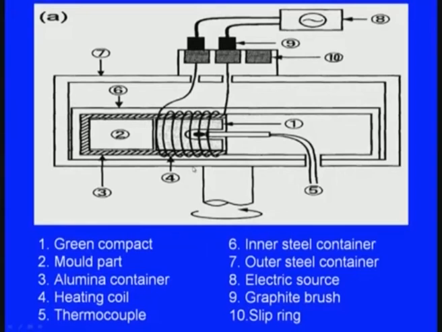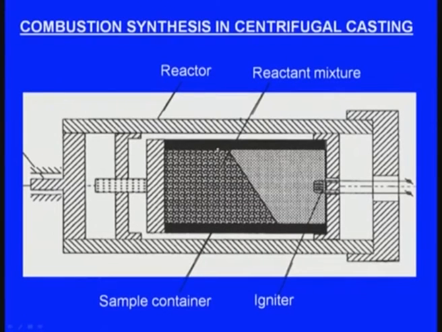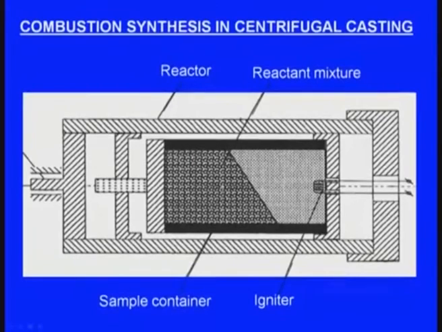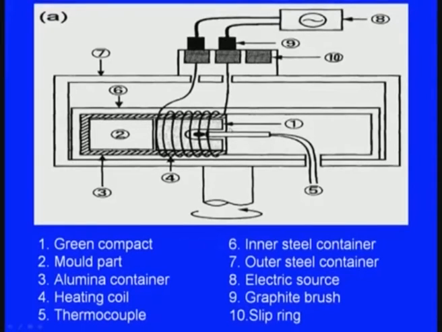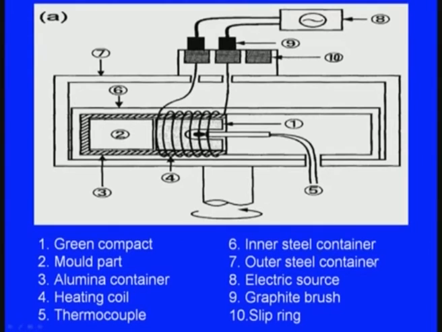And the next one is, in the previous case we were using the combustion, and instead of combustion why not electrical heating. So, that is the next development in this process. And here we can see, this is the green compact and this is the mold part, and the third one is the alumina container, and the fourth is the heating coil, which is heated using electricity. Fifth one is the thermocouple, and sixth one is the inner steel container.